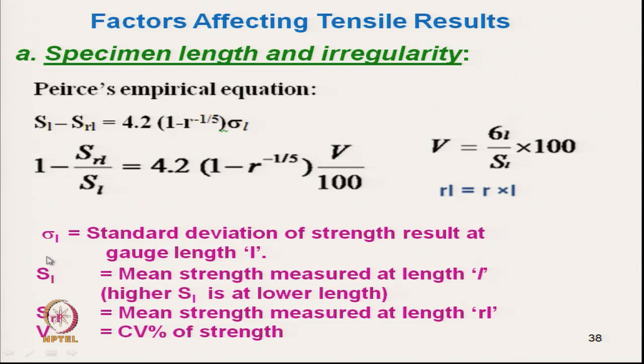Okay. So SL is the mean strength with the L gauge length, and SRL is the mean strength with the RL gauge length. R times L means the length increases, and V is the CV percent of the yarn. Now, if we increase R, the yarn's mean strength will reduce, and at the same time, if the CV percent increases, the strength will be lower.